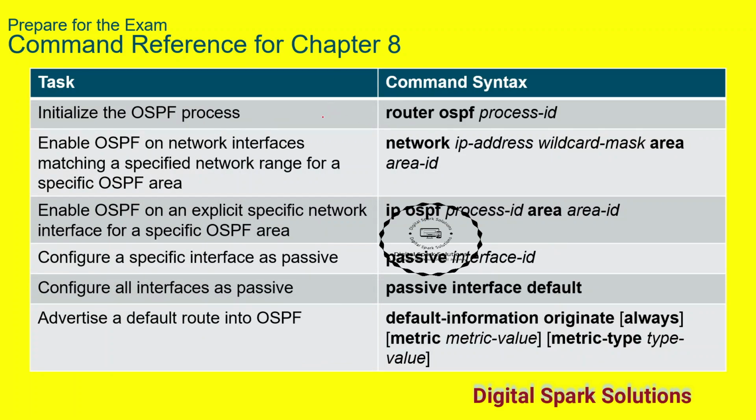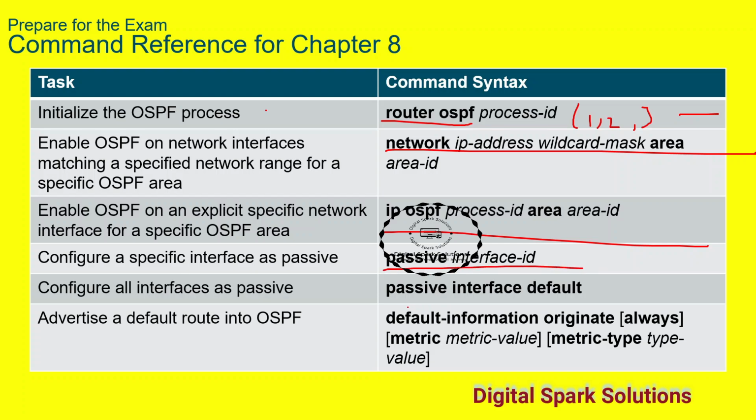And these are the basic commands. How to initialize the OSPF process, router ospf process ID 1, 2, 3, and so on, enable OSPF on interfaces, then enable OSPF on explicit specific networks, how to configure a passive interface, configure all interfaces as passive, advertise a default route into OSPF. That's all for today.